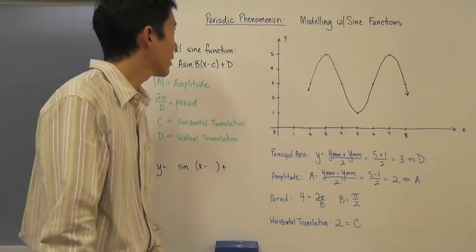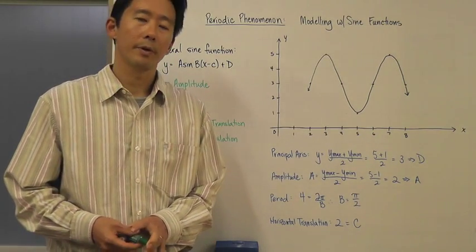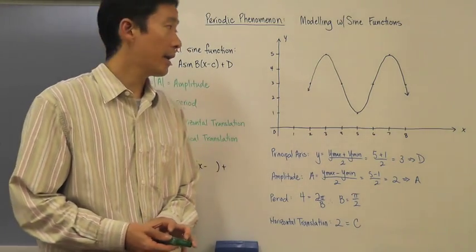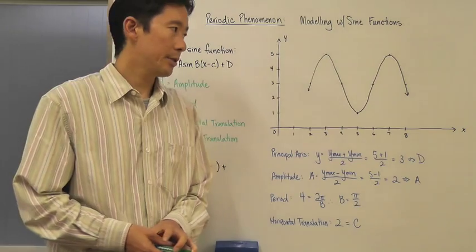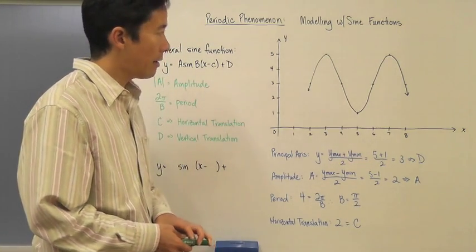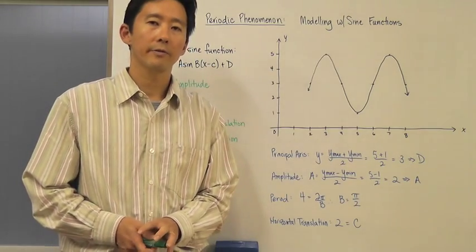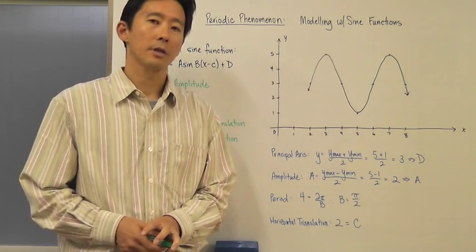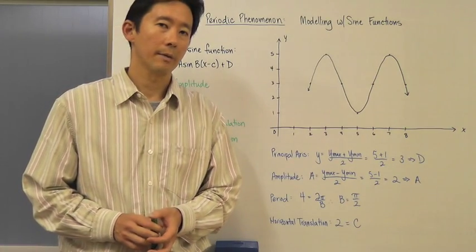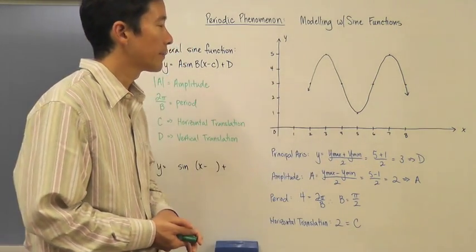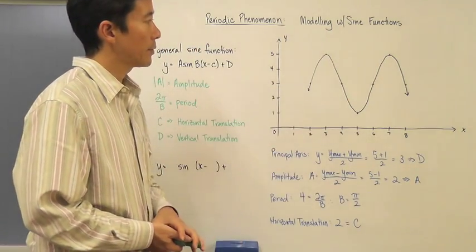Hello everyone. Now that we have investigated a little bit about periodic phenomena, what it is, and in particular the sine function, what we now want to be able to do is, if we have the graph of a particular sine function, can we actually find out what the equation will look like based upon the information that's given? So let's take a look at this particular example here.